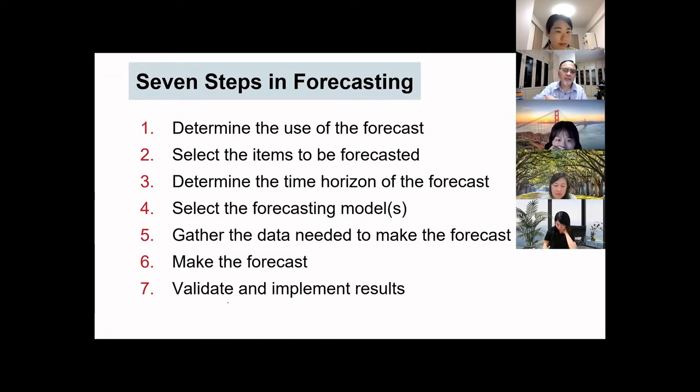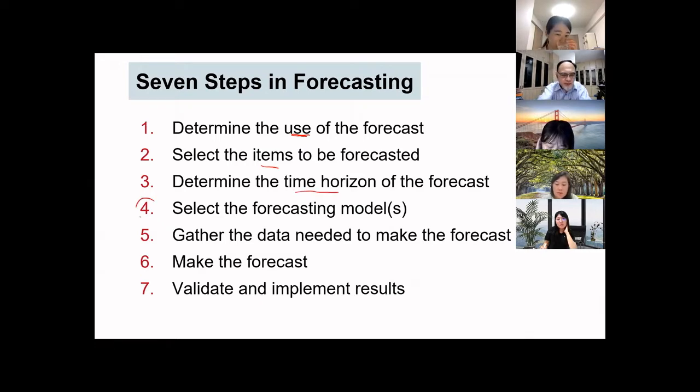So you want to determine the use of the forecast. If the use is only for demand, then a simple method is suitable. So you must understand what is the use of this forecast. If it is very complicated, then we have to use statistics and other more advanced methods. And number 2, select the items to be forecasted, and determine the time horizon of the forecast.